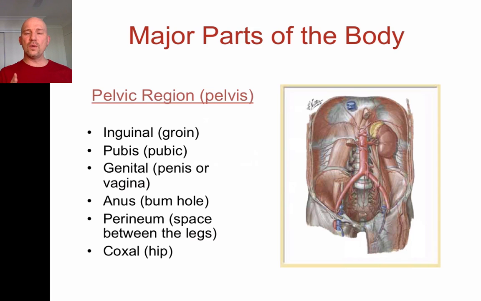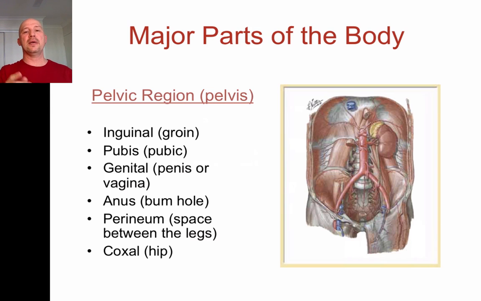When we get into the pelvic region, the inguinal region is the groin, so where the legs meet your body, that fold there is the inguinal fold. The pubis is obviously the pubic area. The genitals, penis or vagina. The anus, bumhole. I don't know what the common term would be for that. So bumhole is close enough. But that's called the anus, and the muscle that controls it is the anal sphincter.